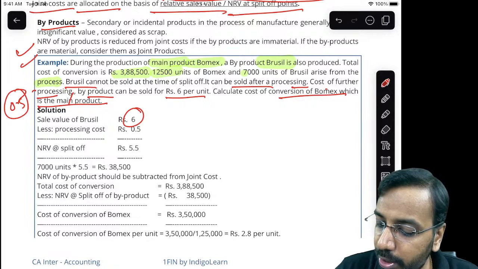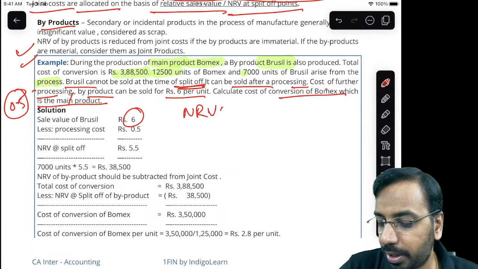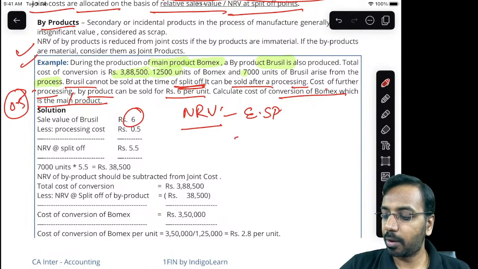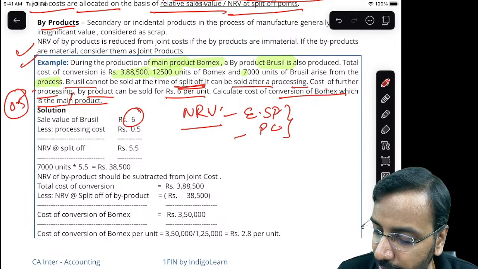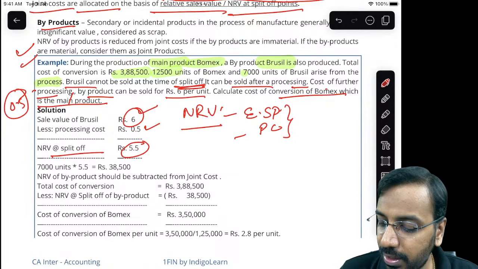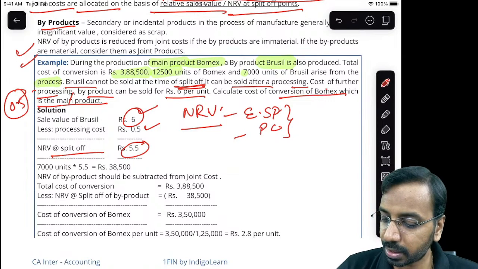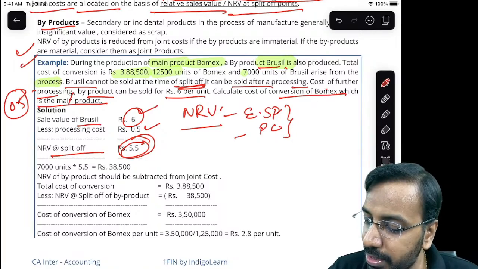So, Brusil you cannot sell at the split off point. So, what will you calculate? You will calculate the NRV. How do we calculate the NRV? Estimated selling price minus processing cost. The estimated selling price is 6. Processing cost is 0.5. So 5.5 is the NRV at the split off point, right? Now, this NRV at the split off point is for which product? It is for the product Brusil, which is a byproduct.